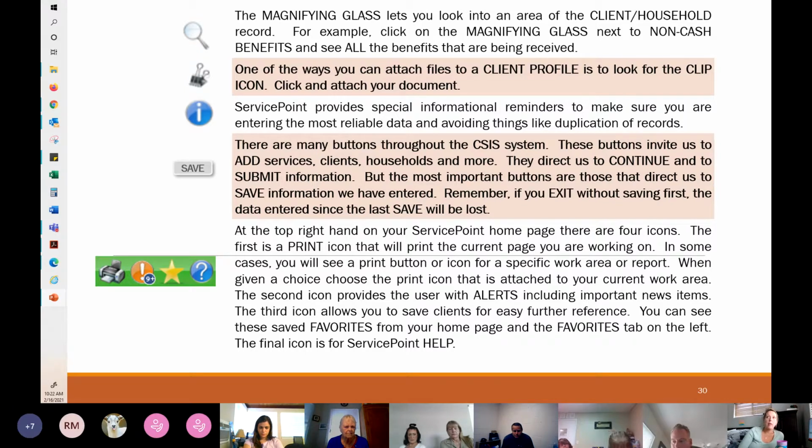Your little star is your favorites. These are clients that maybe you're not case managing, but you're seeing regularly, or maybe you have appointments to see them. You click that favorites button and it's like a bookmarked page.